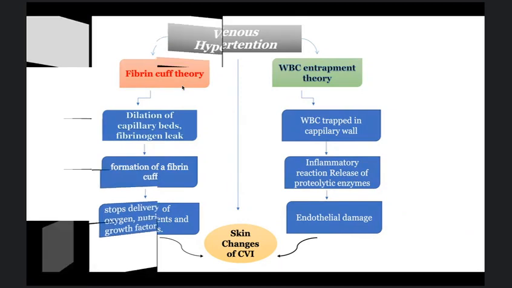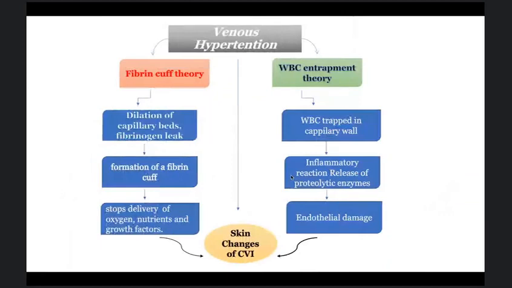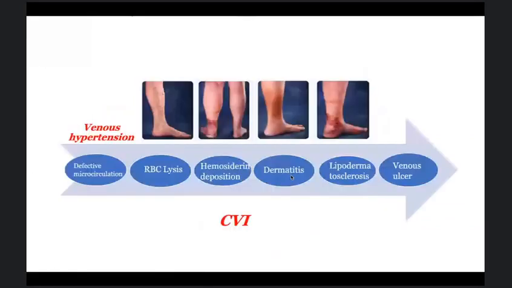Now, whether white BC entrapment theory or fibrin cuff theory, chronic venous hypertension will lead to defective microcirculation, of course, RBC lysis, dermatitis, lipodermatosclerosis, and venous ulcer. These are the skin changes of chronic venous hypertension, which are the mnemonic of CVI. I will repeat again: through the white BC entrapment theory and fibrin cuff theory, we get skin changes. These are due to hemosiderin deposition. We have either dermatitis, lipodermatosclerosis, and we'll have venous ulcer.